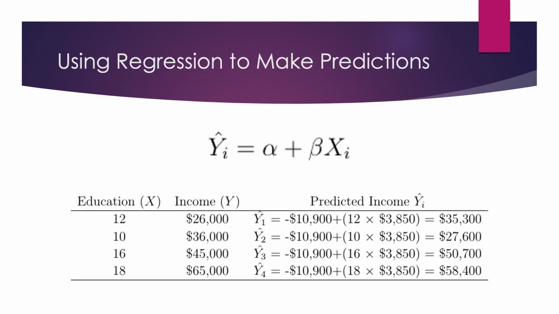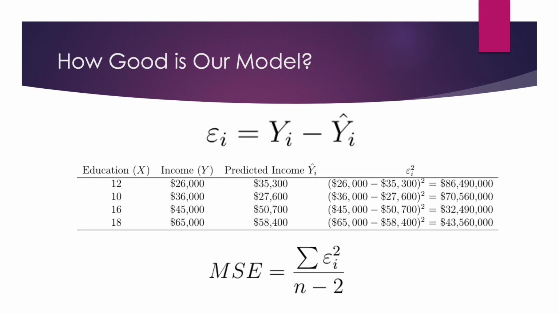So, we can use regression to make predictions. In the table below, you can see that we have the years of education and we have our income, y, but in the rightmost column, we have the predicted income based on our regression model. Now, notice that the predicted income didn't exactly match what the actual income for each of those data points was. And this is where the question, how good is our model, comes in. And we can compute error.